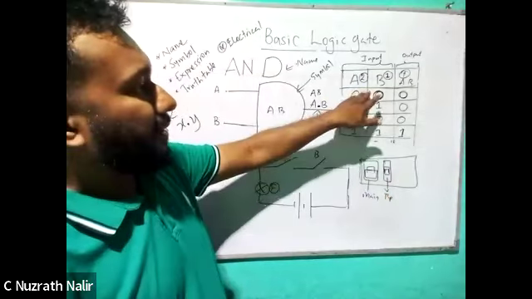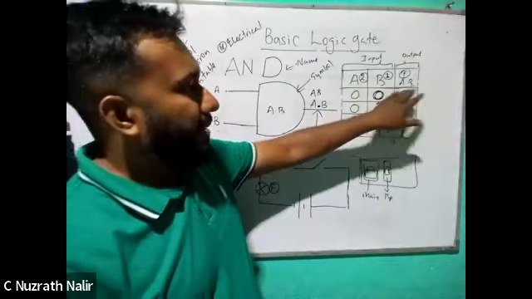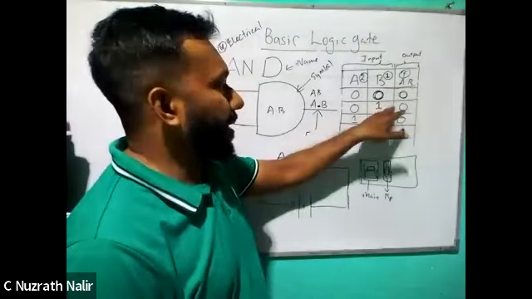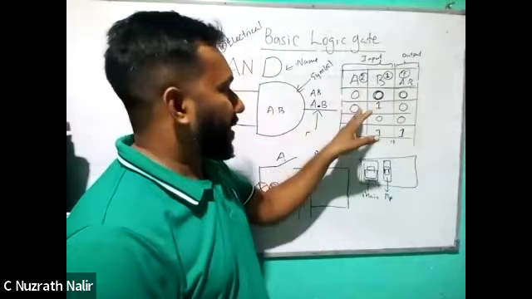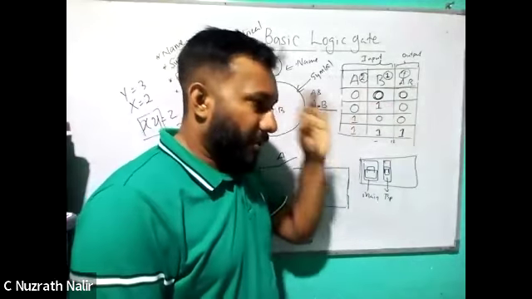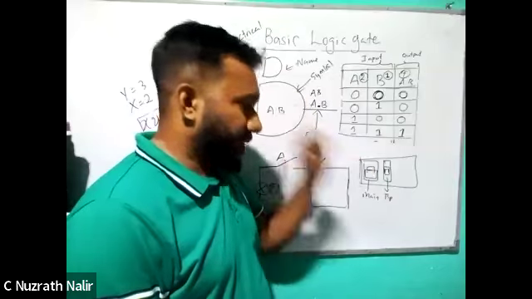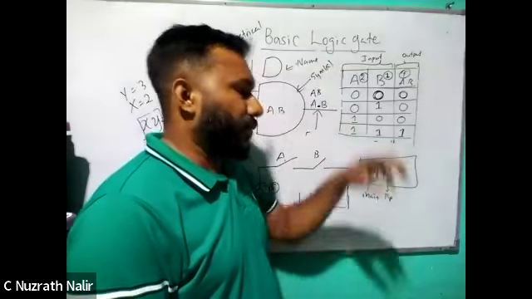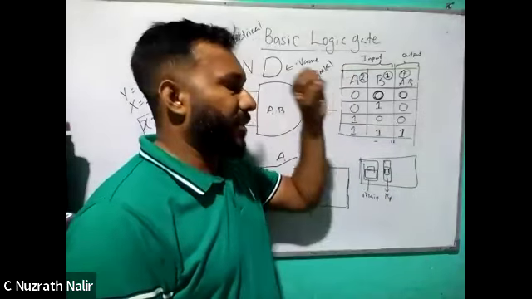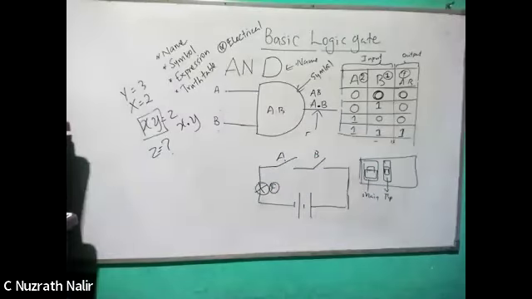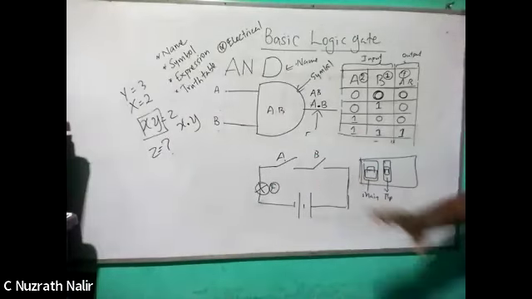So if you switch on only A or only B, it still remains zero, nothing is there. The one and only possibility is that A is one and B is also one, then only the final result would be one. Okay, fine. Very simple. This is the diagram.